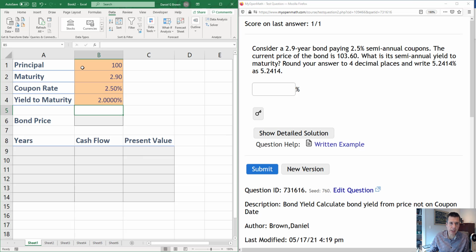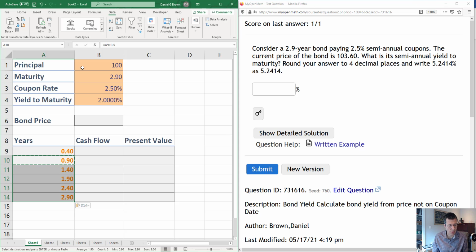Okay, the maturity of the bond is 2.9 years, which is not an even number of half-year periods, which means we must be in between coupons. So the next coupon must happen in 0.4 years. And if we start there and go half a year over and over again, the first coupon's in 0.4 years, 0.9, 1.4, 1.9, 2.4, and 2.9.